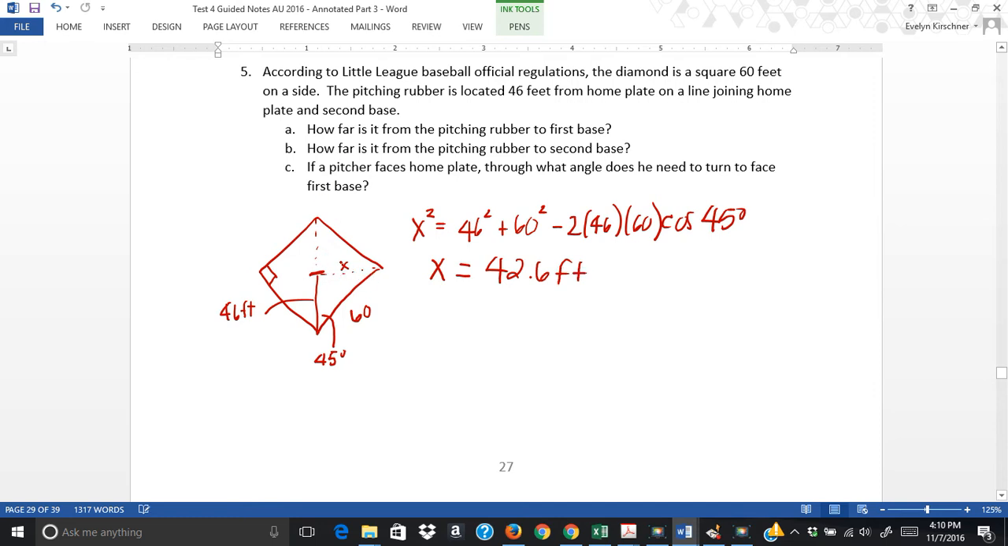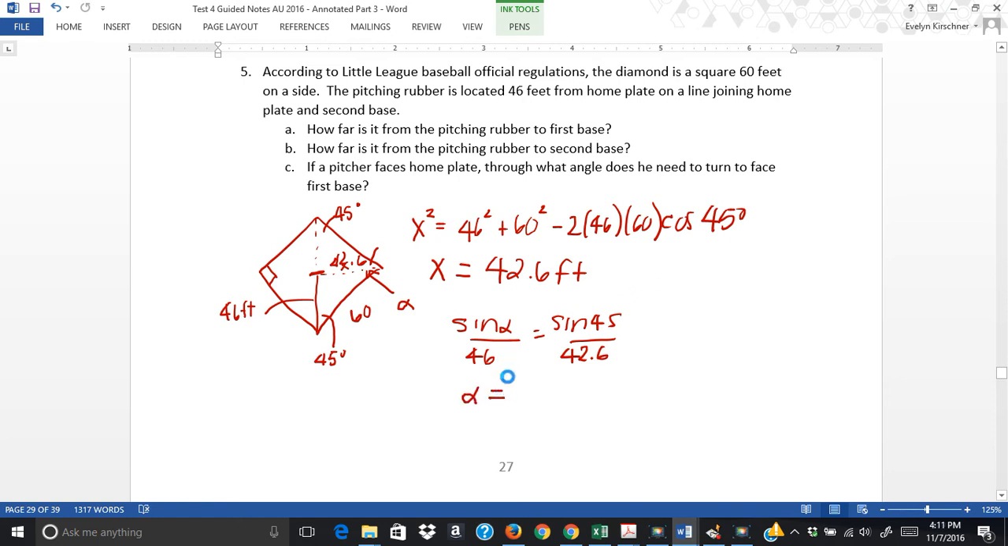Now I want to know how far it is to second base. So I know this is 42.6. I know this angle also is 45 degrees, and I want to find this here. Well, I think what I really need to do is find this angle. So I'm going to call that angle alpha, and I'm going to say, okay, well, the sine of alpha over 46 equals the sine of 45 over that 42.6 I just found. So the opposite sides, 45 over 42.6 and sine of alpha over 46. So that gives me that alpha value.